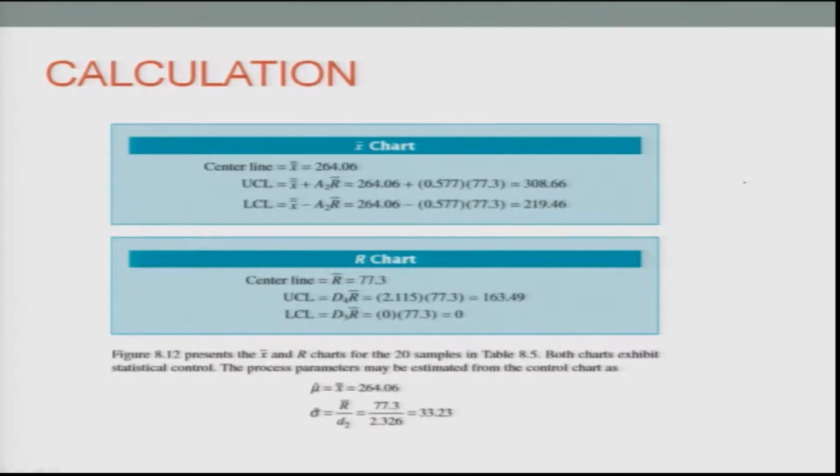So, let me continue reading. The figure which we will see later represents the values of x bar and R charts for 20 samples. Both charts exhibit statistical control. The process parameters can be estimated, and they are stated, which I am again repeating. Mu hat means the best estimate for the population, which comes out to be 264.06, and sigma hat, the estimate for the standard deviation, comes out to be 33.23.